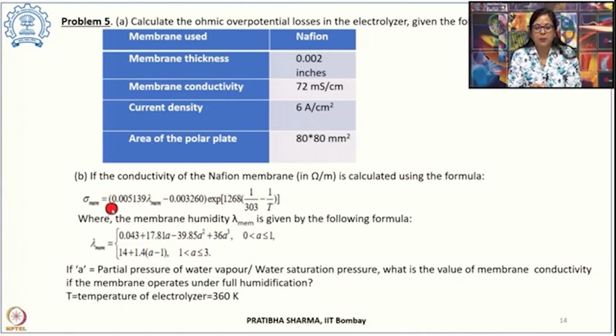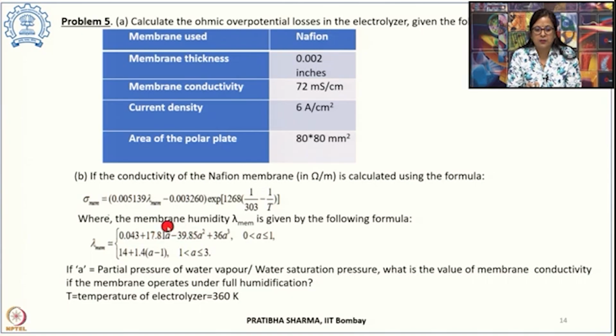Now, for the second part we have been given the relationship of membrane conductivity and the humidity. So, the conductivity of the Nafion membrane which we have used in this electrolyzer is expressed in ohm per meter, and it is given by the formula that conductivity is 0.005139 lambda membrane, which is the membrane humidity, minus 0.003260 times exponential of 1268 in bracket 1 upon 303 minus 1 upon T. T is the temperature of the electrolyzer.